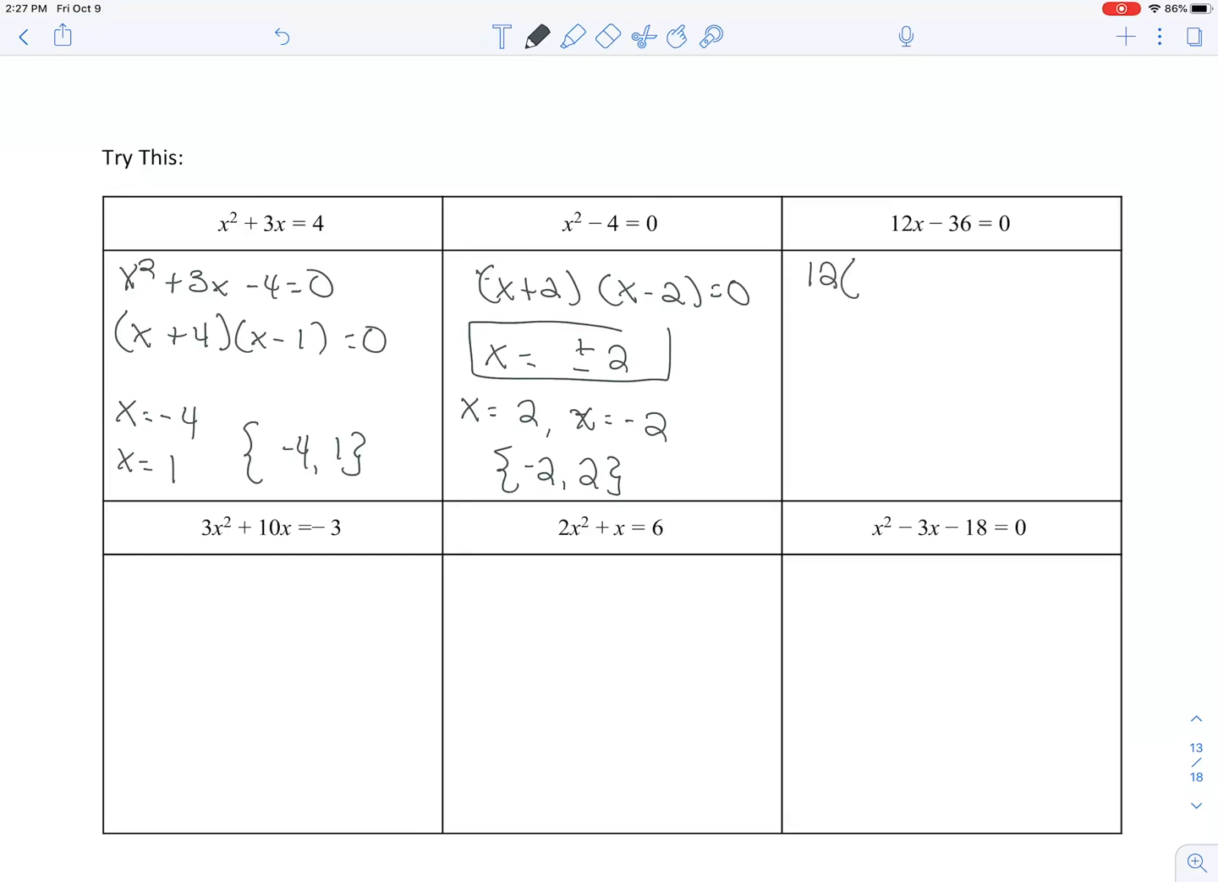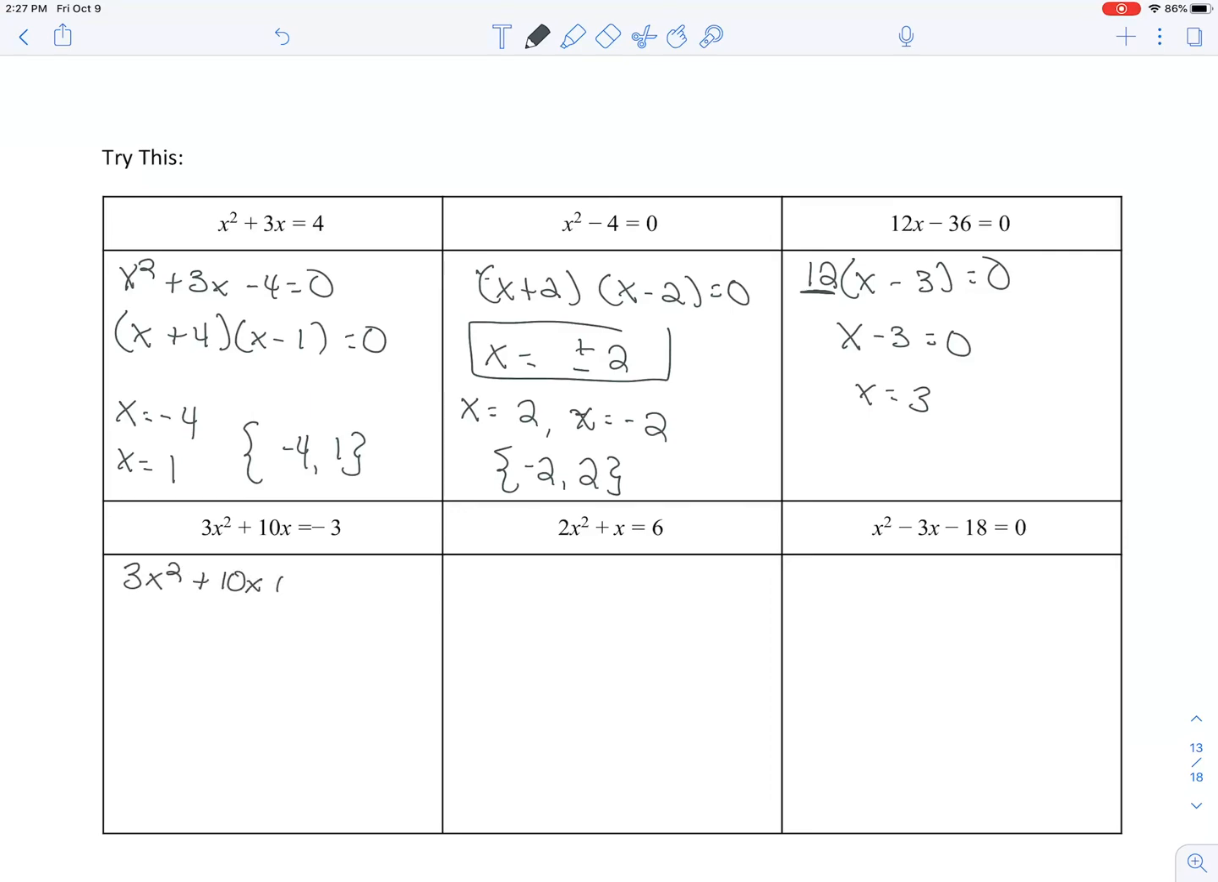I keep forgetting my squares on these, so I'm going to factor out a 12, although it doesn't matter, and I get x minus 3. So the 12 is never going to make that 0, because 12 is a constant, so the only thing I have to do is say x minus 3 equals 0, so x is equal to 3. And yes, you could have solved that without factoring.